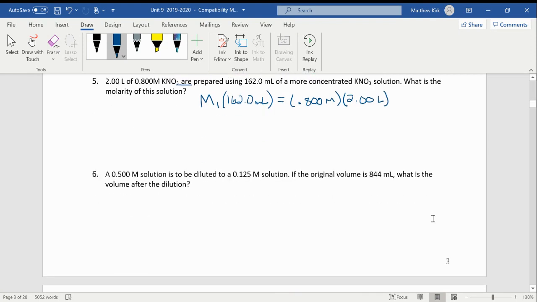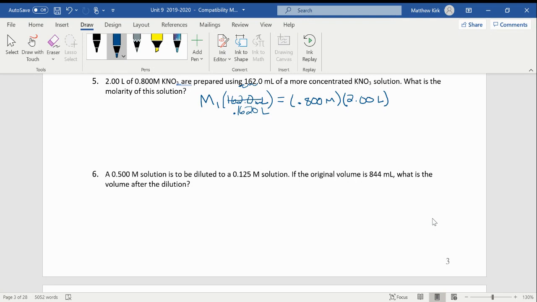So as I look at this, I think I'm ready to solve it, but what's the problem here? Think about it. Oh, my problem here is that my units are different. I can't have two different volume units here. So I'm going to change my V1 to liters. So I'm going to divide by 1,000, which is the same as moving my decimal 3 to the left. So my V1, I'm going to write as 0.1620 liters. Now I'm going to go ahead and divide both sides by 0.162.